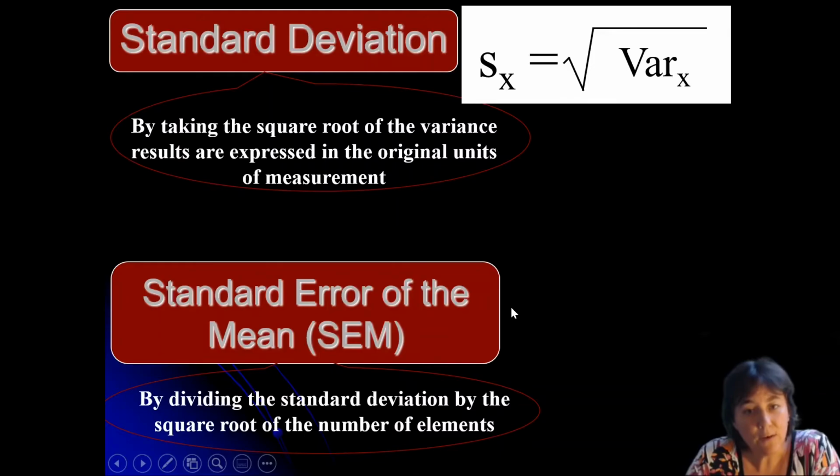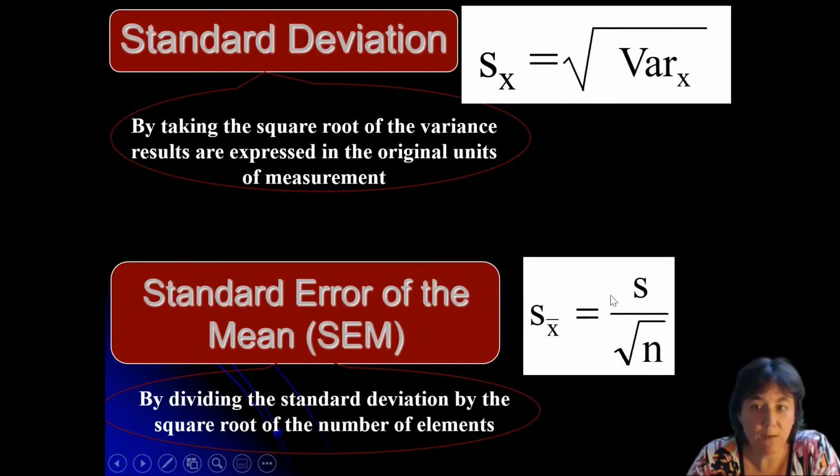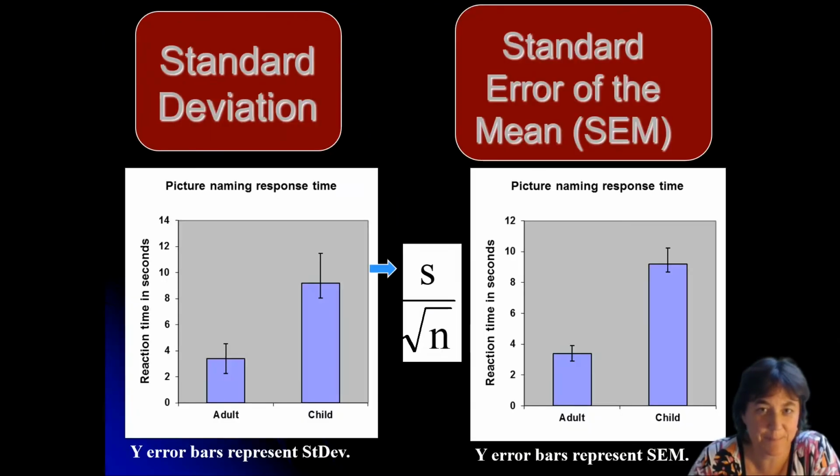And another important point is the standard error of the mean, where we take the standard deviation and divide it by the square root of the number of elements. We usually use this when we make inferences about the population. We will use it in many statistical tests to come. It's kind of the most complex variability measure, and that's the end.